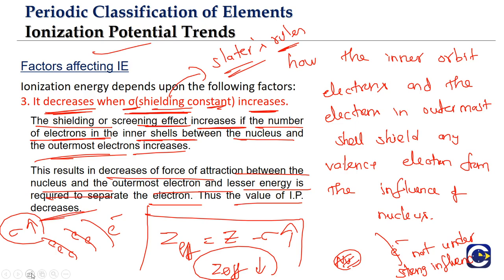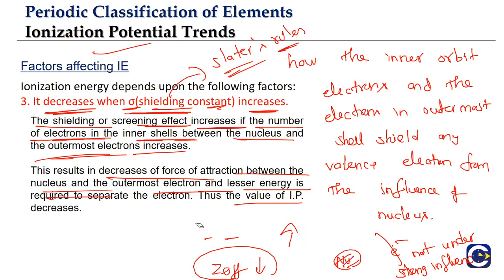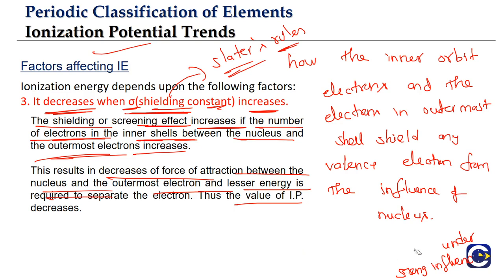So when the screening factor sigma is increasing, it means the outermost electrons will be under lesser influence. They will be under lesser Z effective, which means it is easy for the removal of those electrons. We'll have to spend just a small amount of energy, or a small amount of potential to be applied, for the removal.